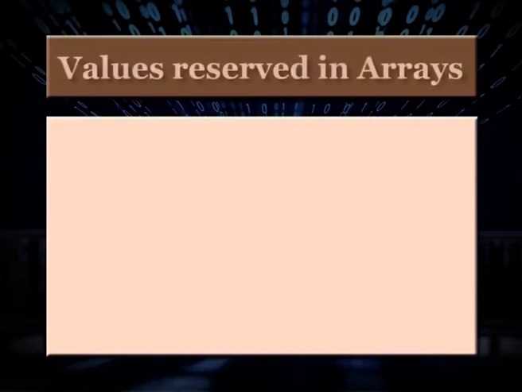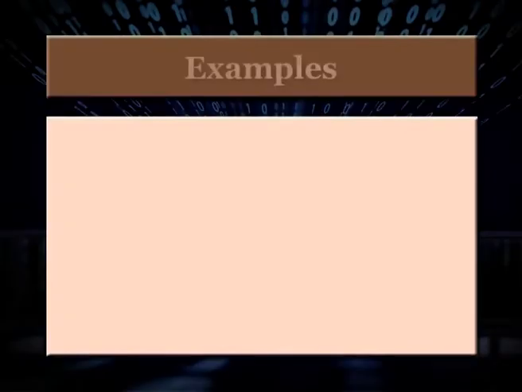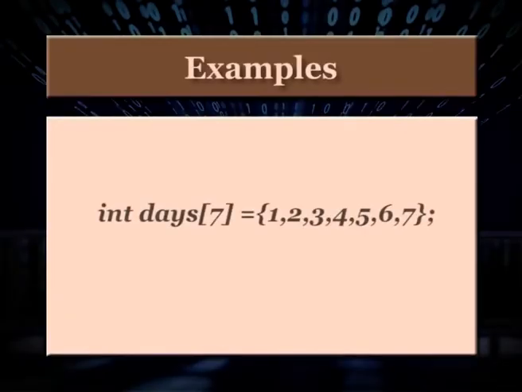How are different values stored in array elements? This can be done by 2 methods. The first one is array initialization. At the time of declaration, an array can be initialized like any other variable, but initial values must appear in the same order in which they will be assigned to individual elements. For example, int days[7] = {1, 2, 3, 4, 5, 6, 7}.